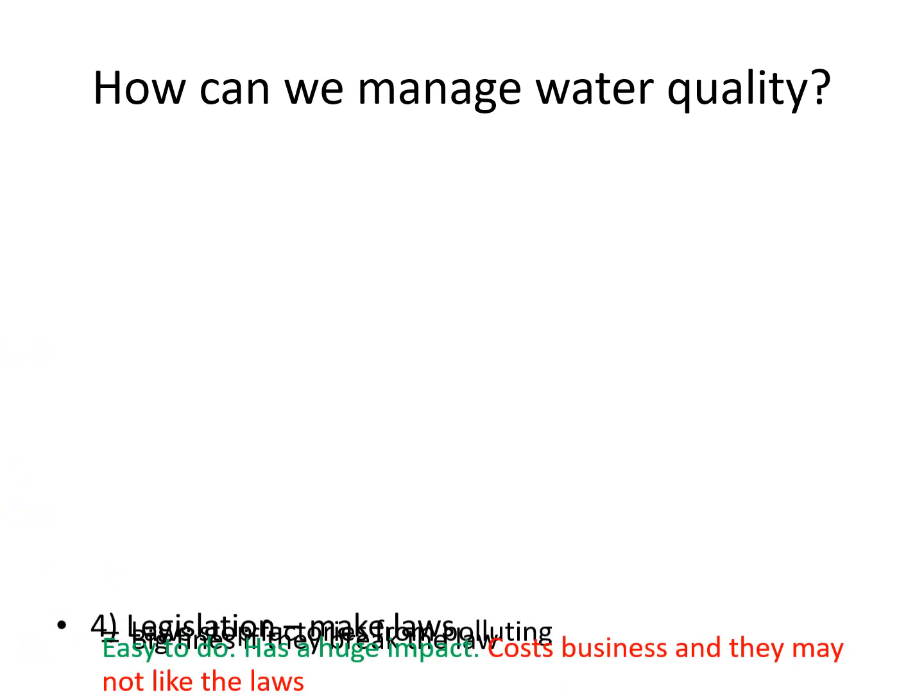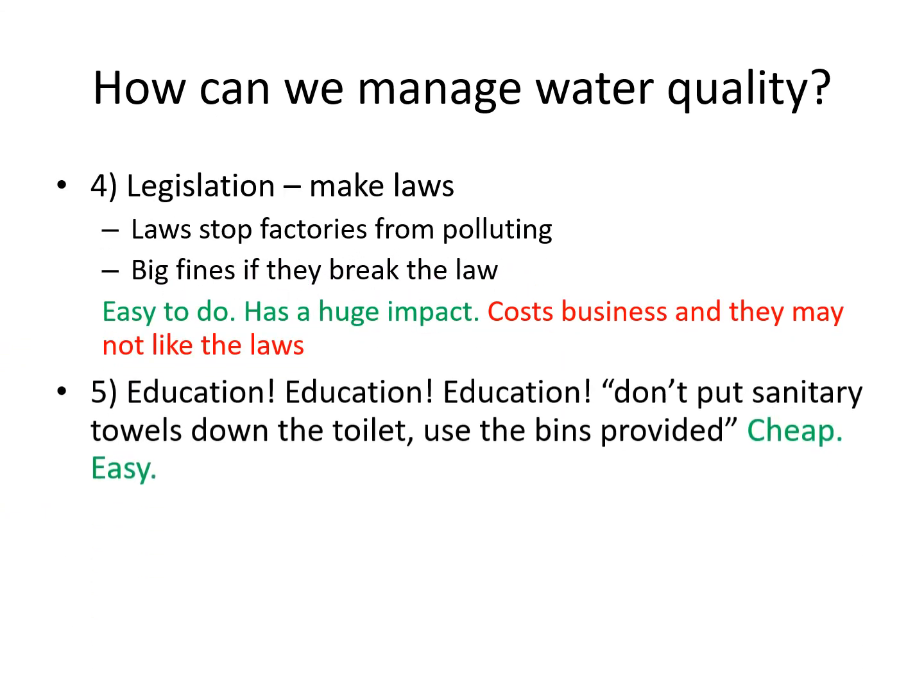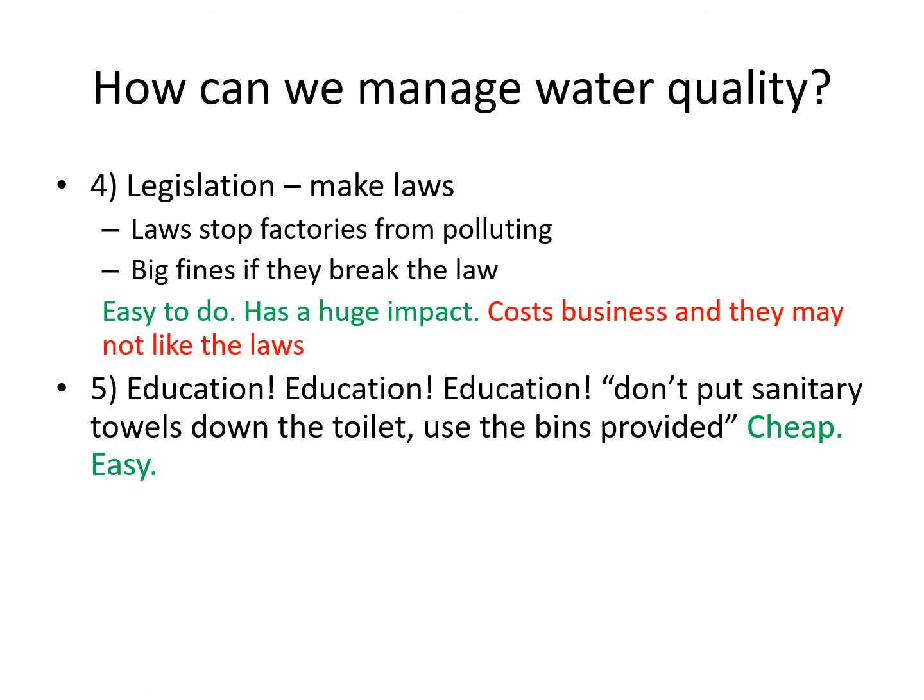And finally, we have a few more ideas. One, we can legislate, we can make laws that stop factories from polluting, fining them if they break the law. And again, in green, we have the advantages of doing this, so it's really easy, it has a huge impact. And in red, these are the disadvantages.